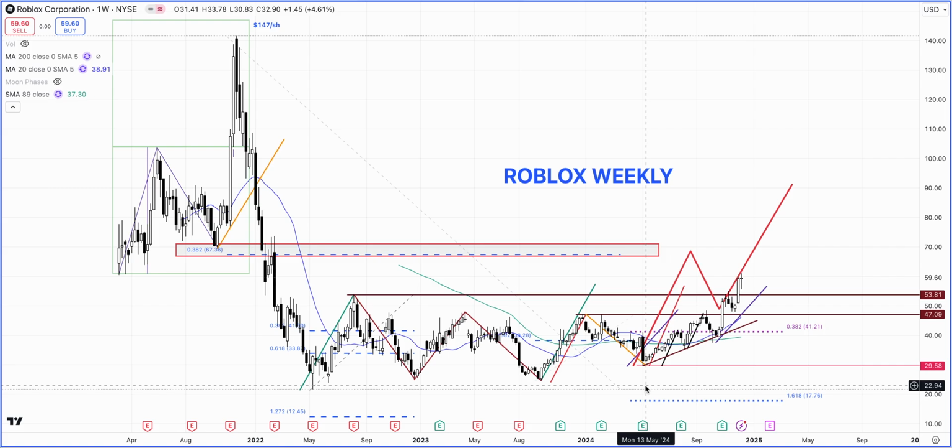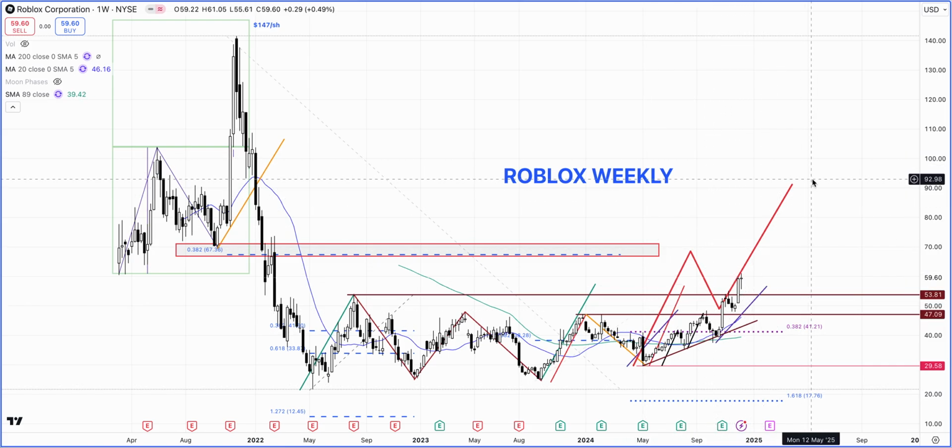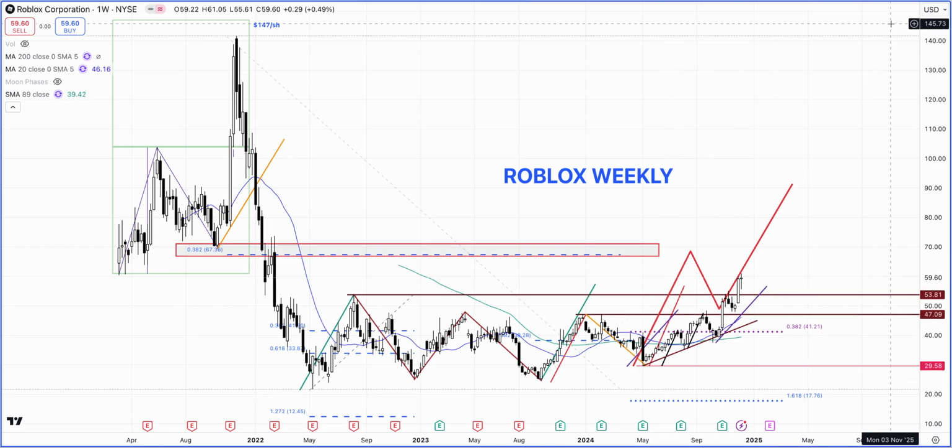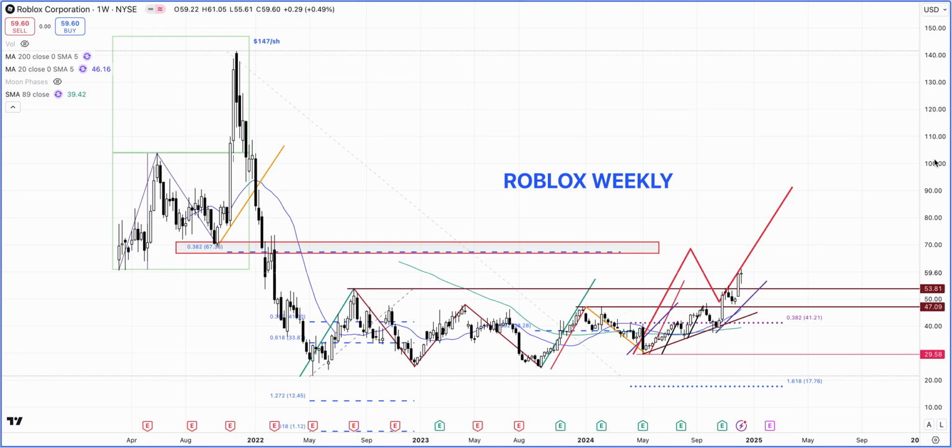But a structure like this giving us an ABCD would be really nice, because it could indicate that we might be starting the motive wave, meaning that we might be starting a bullish move in the stock. So this is what we are looking at and watching for these key stocks.